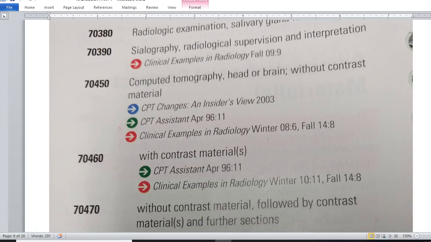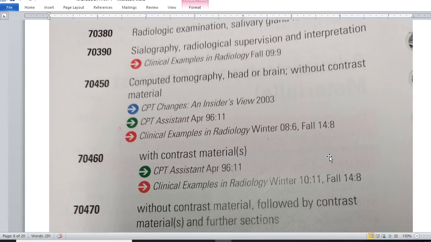So this is the way it'll always go. For our computed tomography and our MRIs, it's always going to have a standalone code without contrast, first indented code with contrast, second indented code without contrast, followed by contrast. So that's something we always want to keep in mind, and be careful when you code these. So we want to make sure we've gotten to the right area.